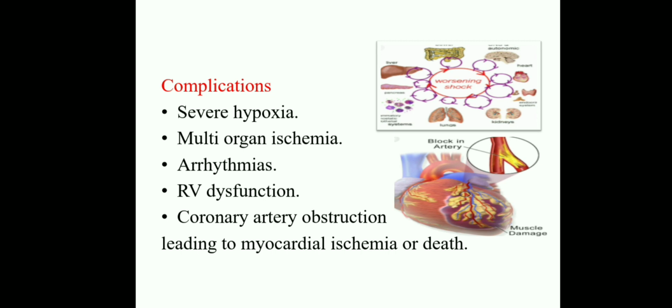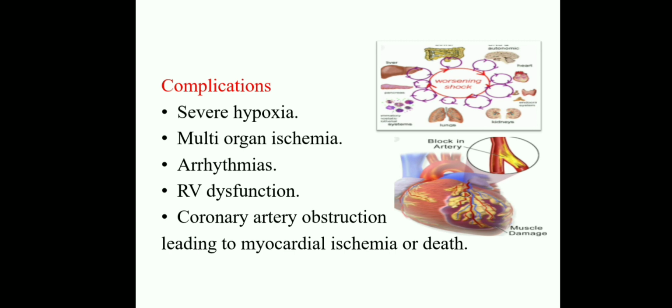And then arrhythmias are there. Whenever we are checking the ECG, the child suffers with arrhythmias, and right ventricular dysfunction, and then coronary artery obstruction is there, leading to myocardial ischemia or death. Here the child suffers with MI also. Okay, here the coronary artery obstruction is because of blockage in the arteries. Sometimes whenever they are replacing, the complications are also more high for those conditions.